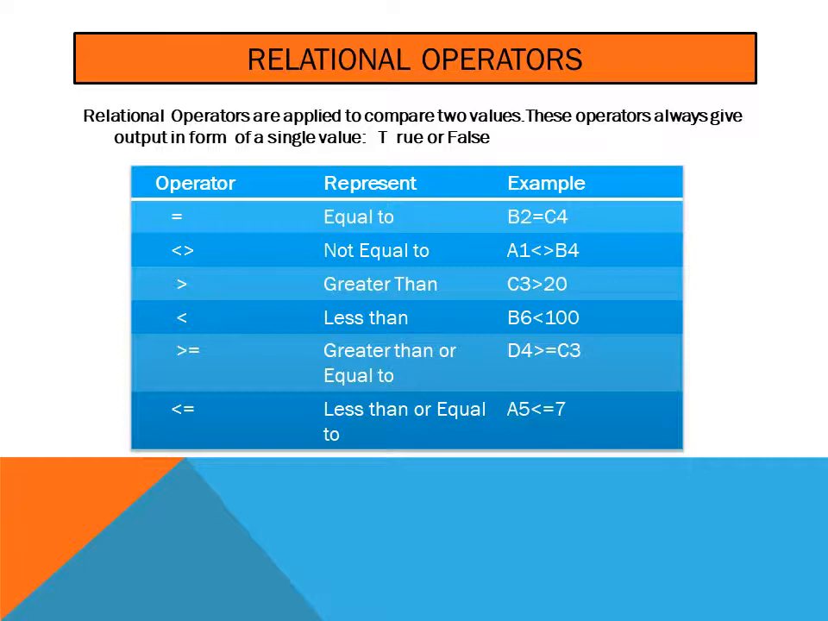Then fourth, we have less than or equal to. Again, it is going to check both the conditions. A5 is less than or equal to 7. If the value in cell A5 is less than 7, then the answer would be true. And if it is equal to 7, then also the answer would be true. So these are the 6 relational operators that we can use in MS Excel for writing formulas.